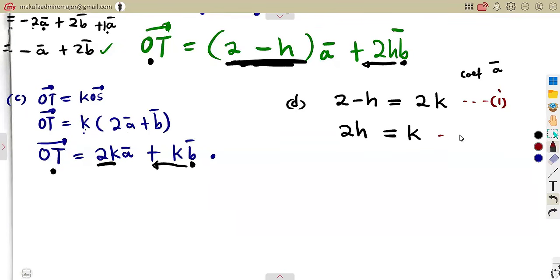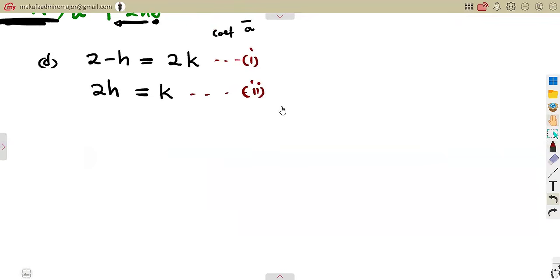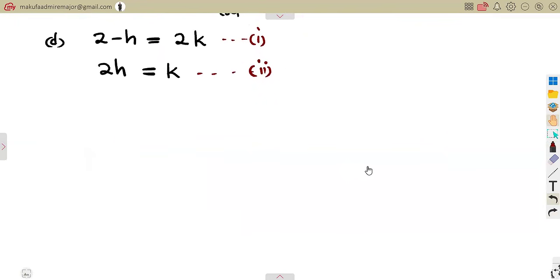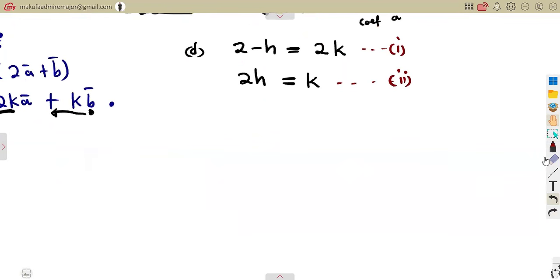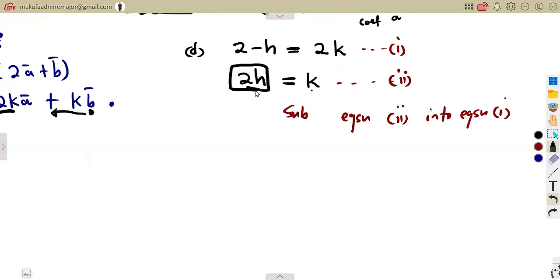That's another equation. You formed two equations from the vectors, which are the same: vector A, vector A, vector B, vector B. How to solve these equations? It's in your hands. You can use elimination or substitution, it's up to you. But as you can see, we can take advantage of substitution because k is already the subject. k is equal to 2h. So I can simply substitute equation 2 into equation 1. Where there is a k, I'm going to substitute it with 2h.